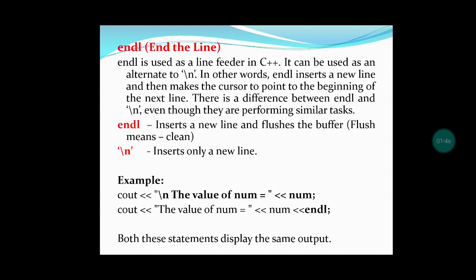But if you are using the new line, it inserts only the new line. Here an example is given. The first line of this example is cout with \n, the value of num equal to num, so it will be printed as it is. In the next line we have used endl at the end of the statement. It will create an output statement with a new line. So the same output will be obtained from both endl and the new line.